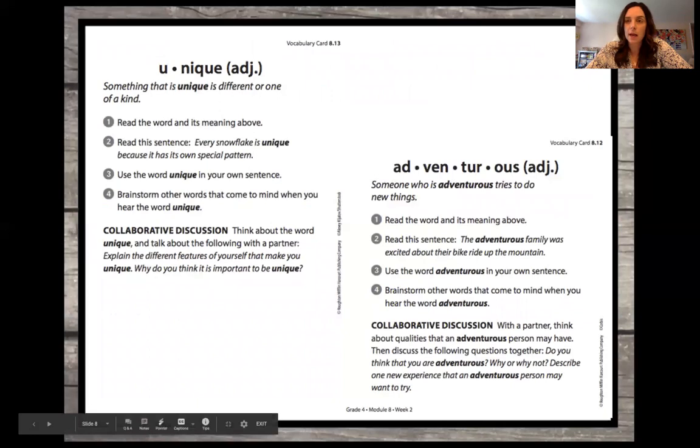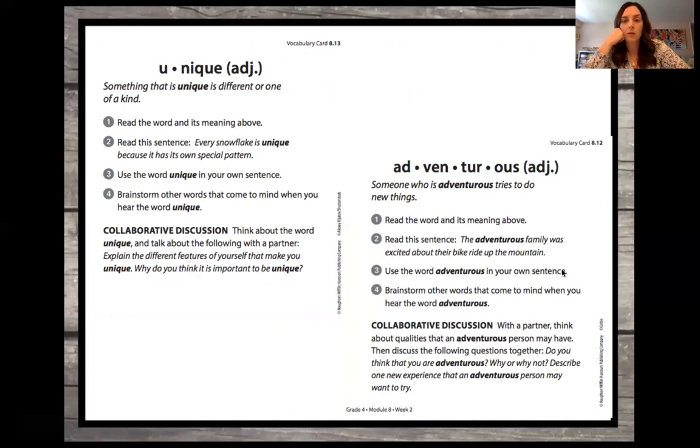For your independent work today, you are going to build on what we just learned about the two words, unique, which is an adjective, and adventurous, which is also an adjective. So you're going to read the word and its meaning, and then you're going to read a sentence where the word is used. Then you're going to use the vocabulary word and write it in your own sentence. So come up with a sentence. Remember that in your sentence, you should also imply or explain the meaning of the word. Then when you're done, you're going to brainstorm other words that come to mind when you hear the vocabulary word.